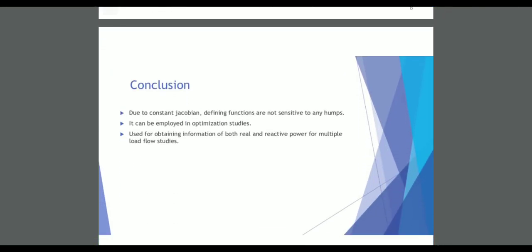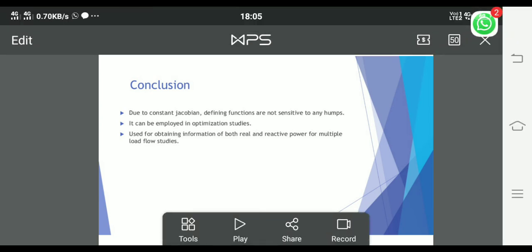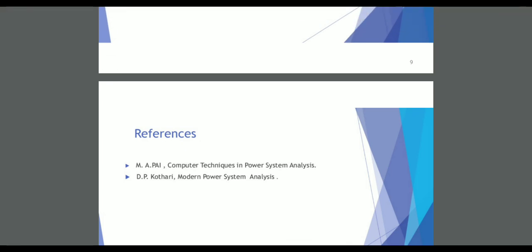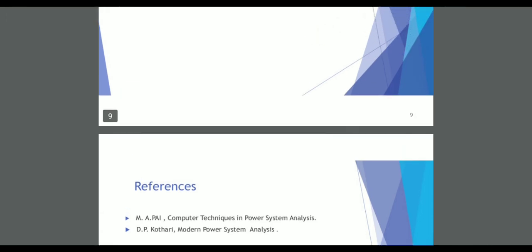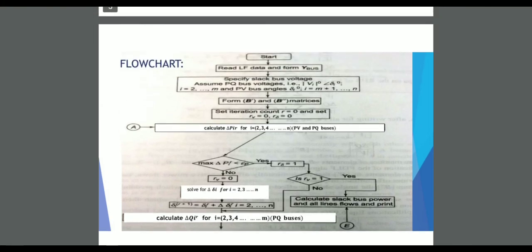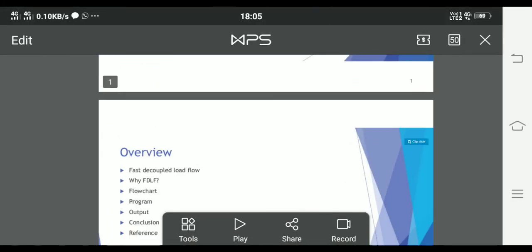Coming to the conclusion, due to the constant Jacobian matrix, the functions are not at all sensitive here, and it can be employed in any optimization techniques which can be used in any power system line, and it is used for obtaining both real and reactive power for multiple load flow studies. And these are the references. By using the D P Kothari book, that is Modern Power System Analysis, we can get a clear idea about the fast decoupled load flow method as well as the other iterative methods we discussed in the earlier classes.